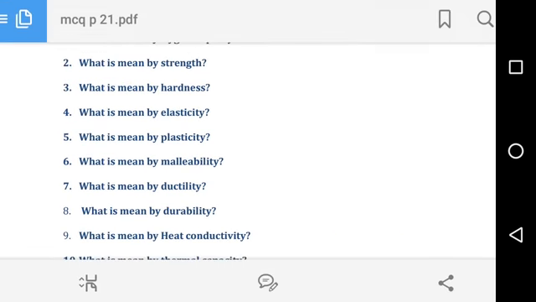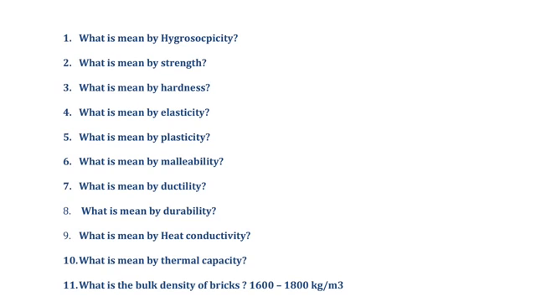So hygroscopicity is nothing but it absorbs water from air. Strength is the ability of a material to resist failure under the action of stress. And the third one, hardness, is the ability to resist penetration. Elasticity means once you apply a load, after removing the load, it regains its original shape. That is called elasticity.